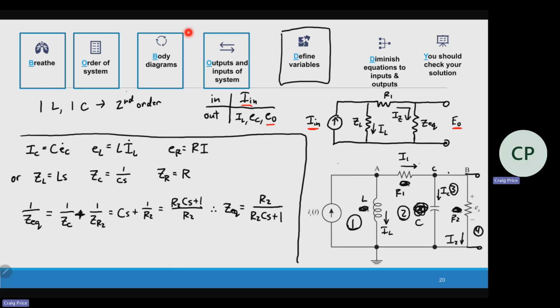So I'm going to go to the next slide and try to put this together. Our goal is to get output voltage over input voltage. Actually, real quick, what is E out equal to?